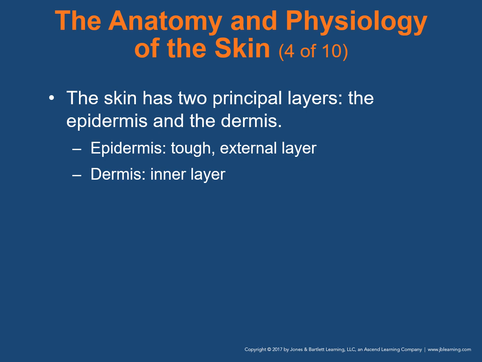Now let's talk about anatomy. The skin has two principal layers, the epidermis and the dermis. The epidermis is the tough external layer that forms a watertight covering for the body. The epidermis is composed of several layers. The dermis is the inner layer of the skin, and it contains the hair follicles, sweat glands, and sebaceous glands. Blood vessels in the dermis provide the skin with nutrients and oxygen.